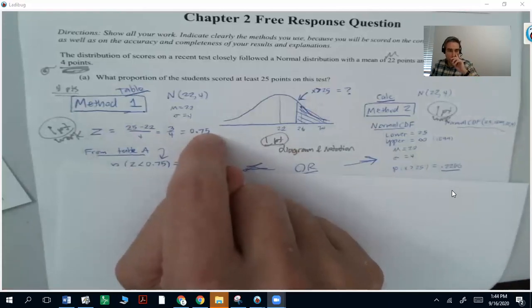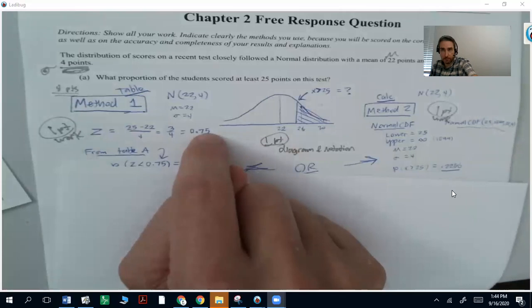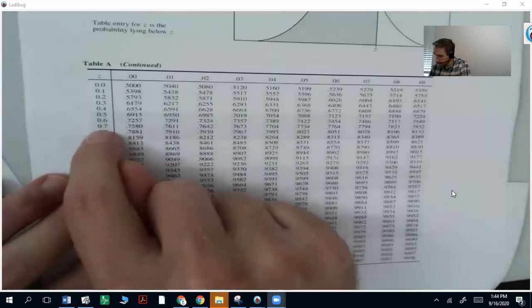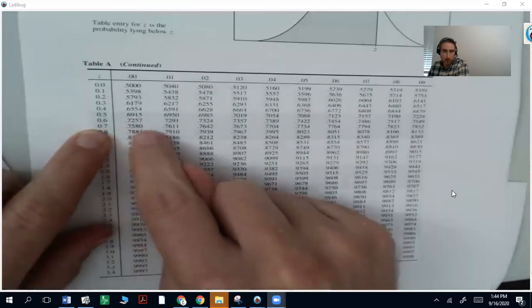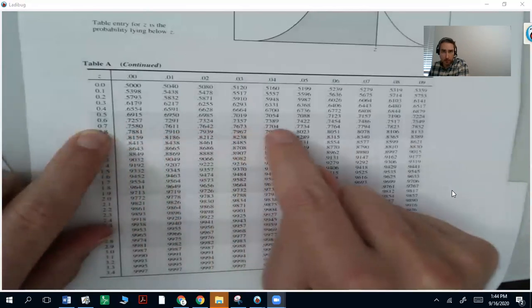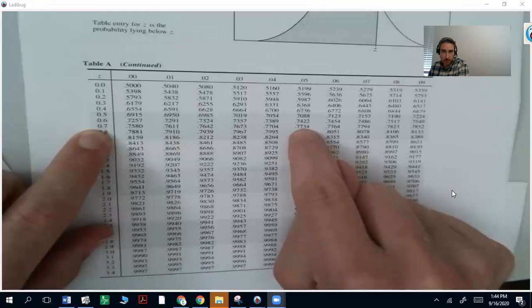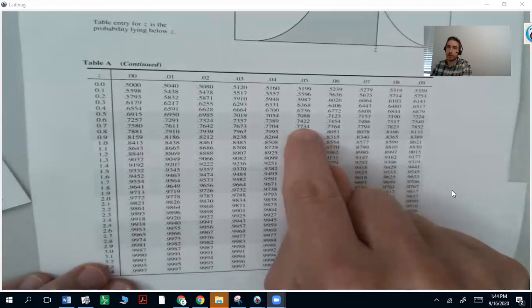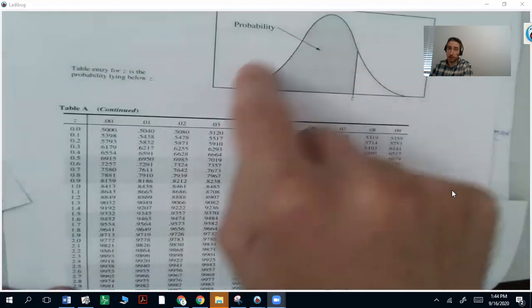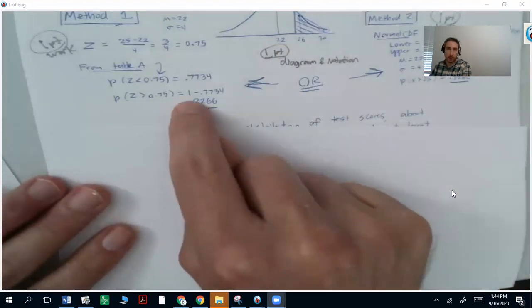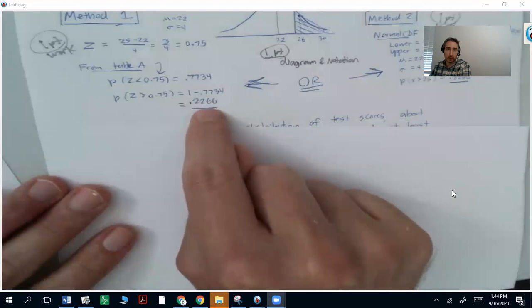Then you would need to look in the table, table A, and you can look at 0.7 and then go over to 0, 1, 2, 3, 4, 5, and you can see that that percent is 0.7734, and that's the percent below, because remember table A is always below a certain z-score. So to get the percent above it, you would have to subtract that from 100% or 1. So 1 minus that is going to be 0.2266.